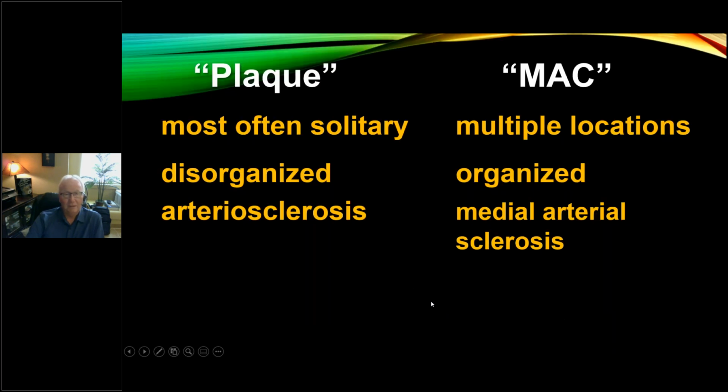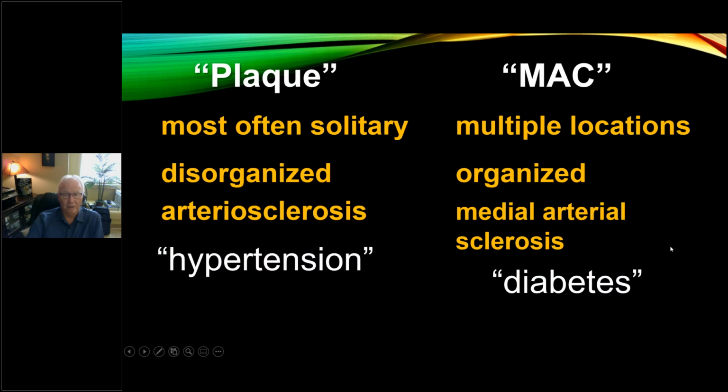All right. So to end this little part of the section: plaque, most often solitary, disorganized, diffuse sclerotic plaque, means arteriosclerosis, hypertension, and stroke. MAC, medial arterial calcification, appears in multiple locations. They are organized in the patterns that I was telling you about, and it's more important to me. You can have lots of your arteries filled with plaque and never die. You could have 2% filled and throw a small clot and die.